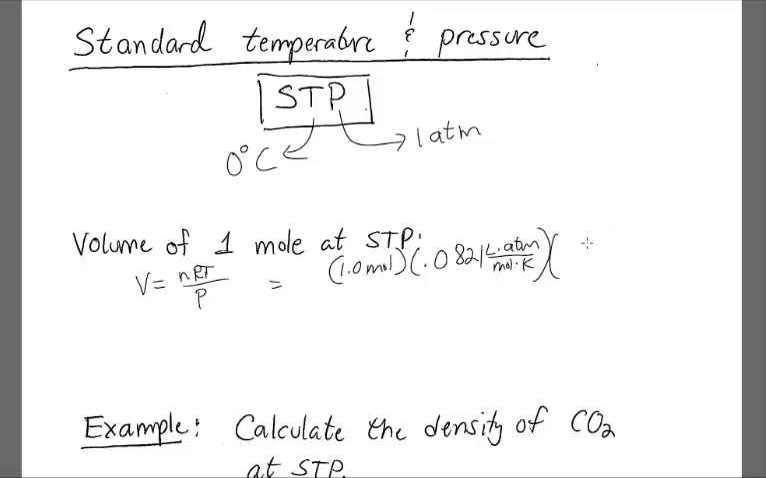Okay, so at standard temperature and pressure, for 1 mole, we have 1 mole of gas times R times the standard temperature, which remember we have to put in kelvins, so that'll be 273 Kelvin for 0 degrees C, and divide that by 1 atmosphere. So your units will cancel and you will get 22.4 liters for 1 mole at standard temperature and pressure.